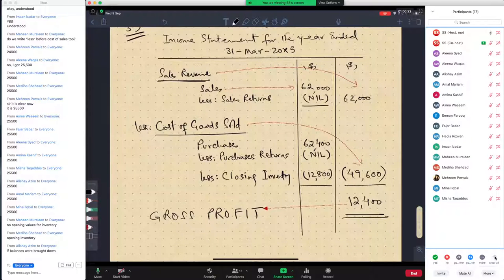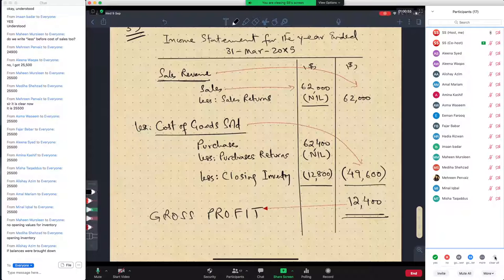If balances were brought down. Yes, Alisha. Excellent. If we are dealing with the first year in the business, there are no balances to be brought forward from any previous year because there was no previous year. It was the first year in the business. But if we are dealing with the second year of trading or any subsequent year, we will always have the opening balances, just like we have learned from the ledger that if we calculate balance carried down in one account, that balance carried down is going to be brought down in the following financial period.